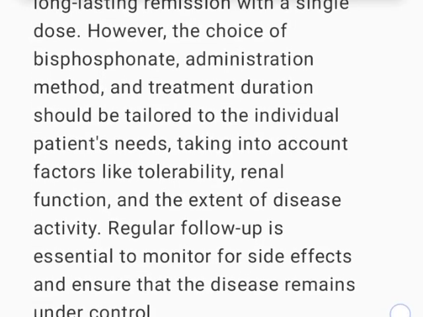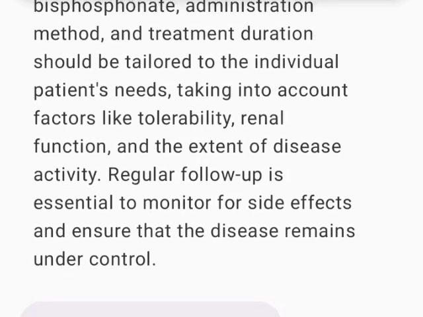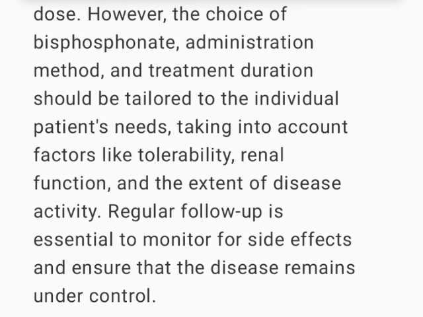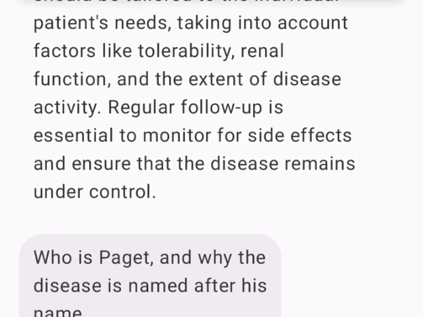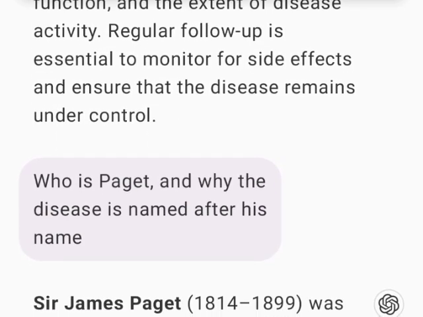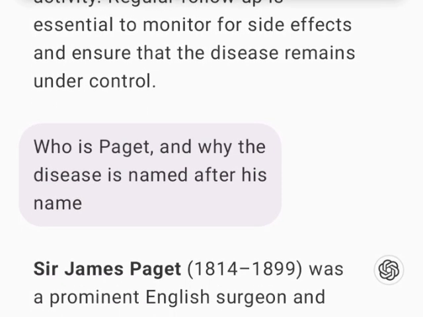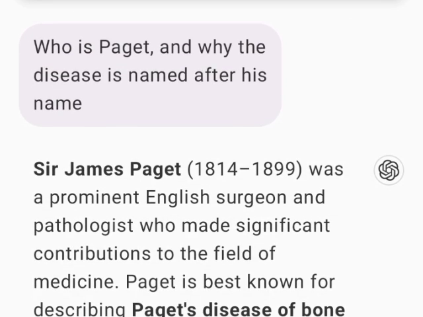However, the choice of bisphosphonate, administration method, and treatment duration should be tailored to the individual patient's needs, taking into account factors like tolerability, renal function, and the extent of disease activity. Regular follow-up is essential to monitor for side effects and ensure that the disease remains under control.